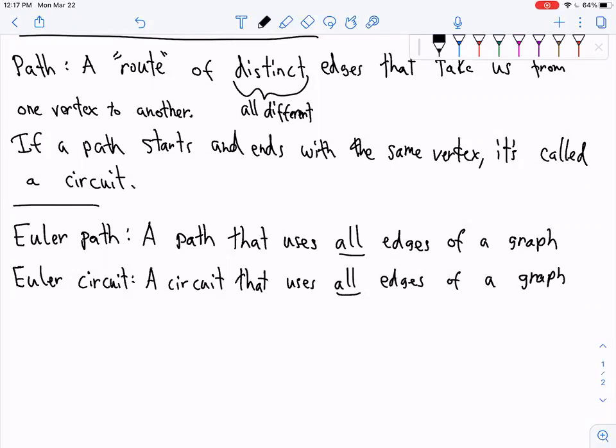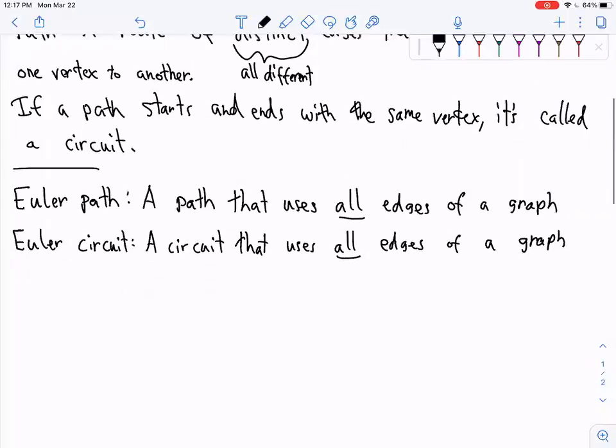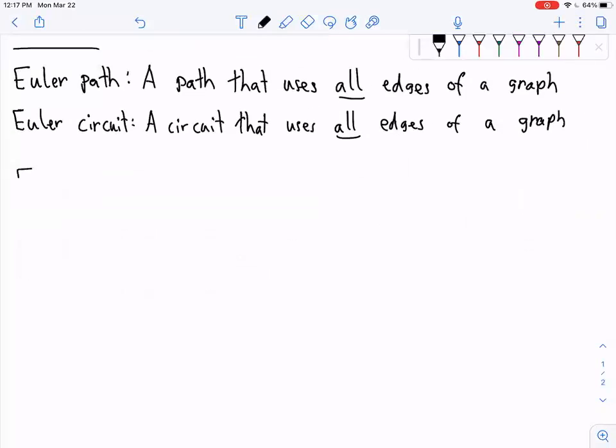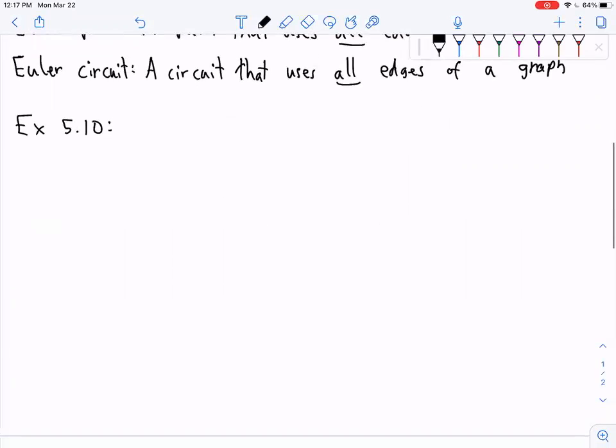So we can ask ourselves for different graphs, does this graph have an Euler path? Does this graph have an Euler circuit? And so that's what we're going to go through today. Let's do a quick example. This is example 5.10. We're going to draw a few graphs that are small enough that we can eyeball it. In a bit, we're going to talk about something that will tell us exactly when something has an Euler path or an Euler circuit. But for now, we're just going to draw some small graphs, and I'm just going to tell you whether they have an Euler path or an Euler circuit.